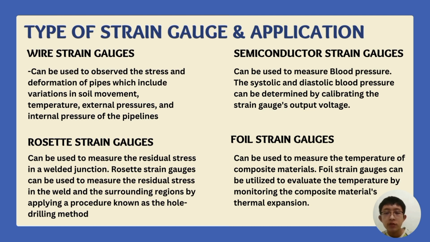So the first type of strain gauge is the wire strain gauge. The wire strain gauge can be used to observe the stress and deformations of pipe, which include variations in soil movement, temperature, external pressures, and internal pressure of the pipeline.